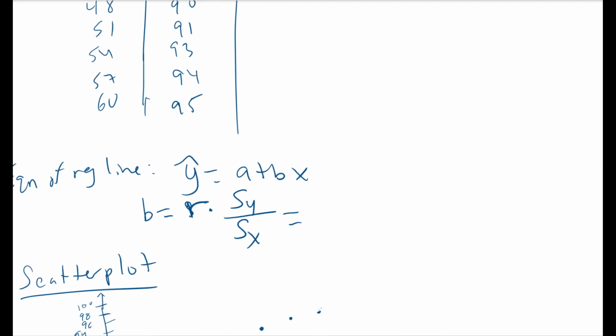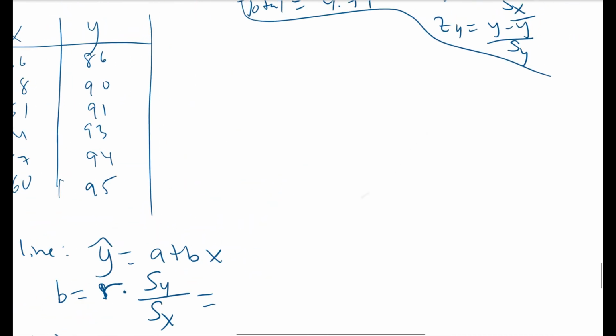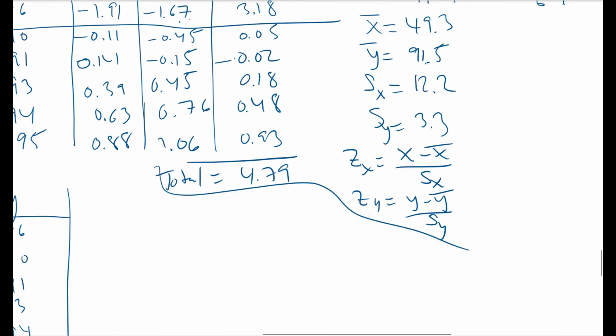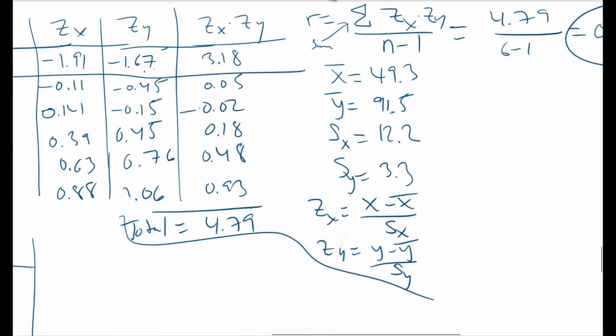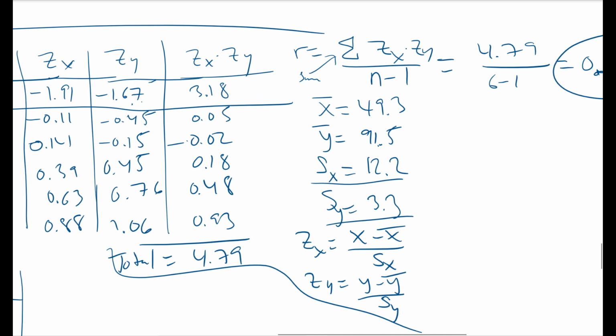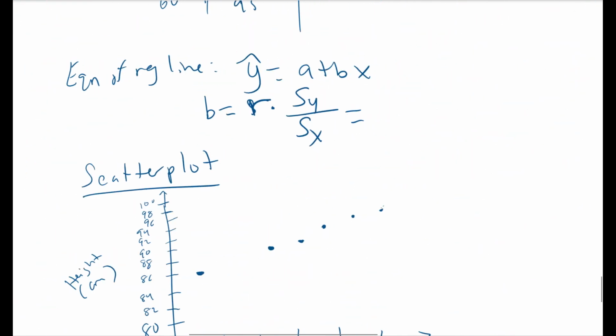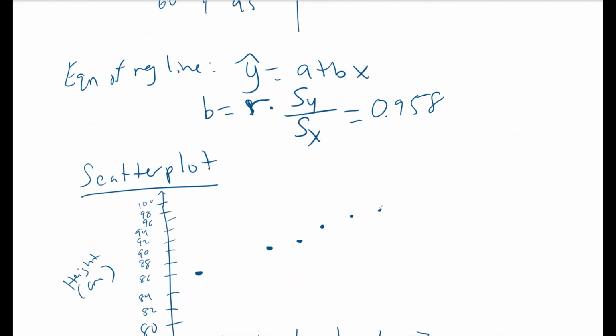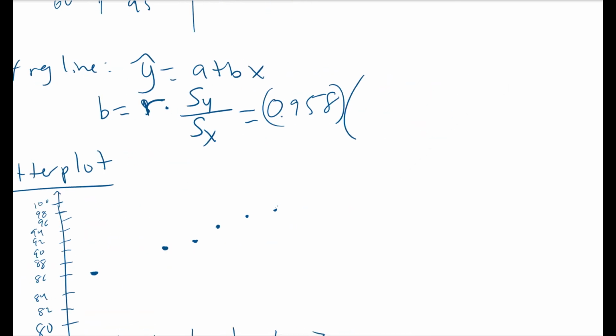So we can actually calculate this because we already know what the r value is. So we said that the r value was 0.958. We know the sx and we know the sy. So we got the 0.958 r value times our sy. Our sy was 3.3. Our sx was 12.2. And if we did this, we get a b value of about 0.258.